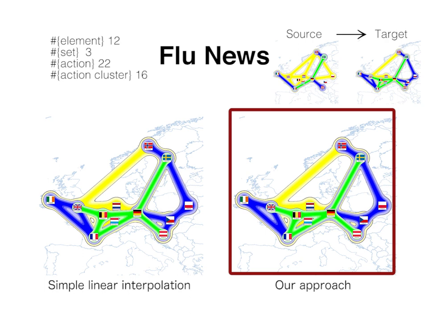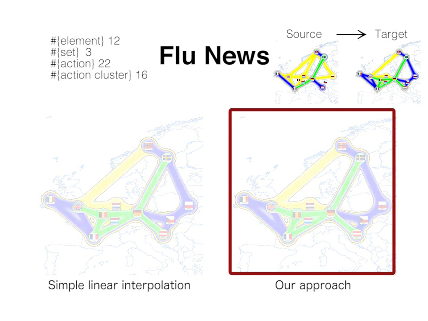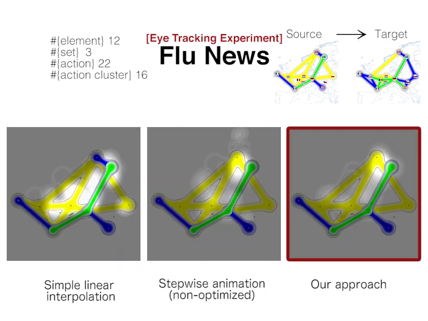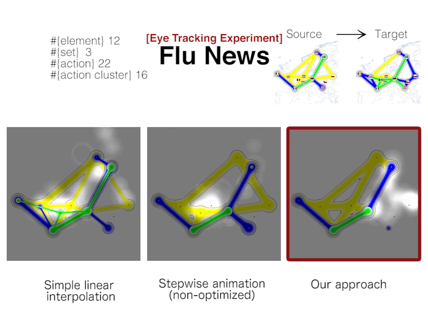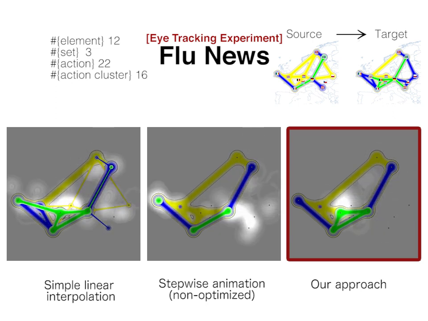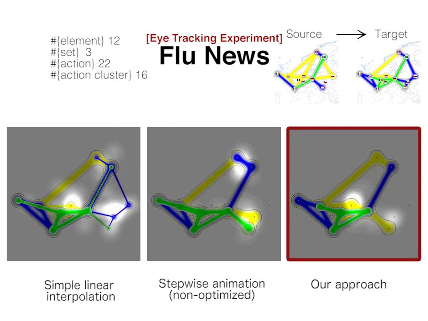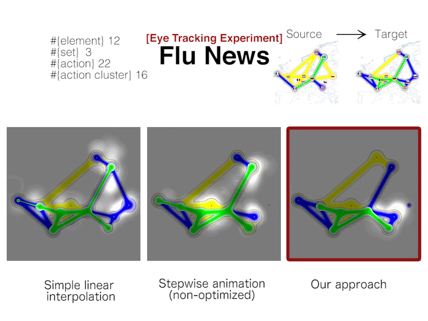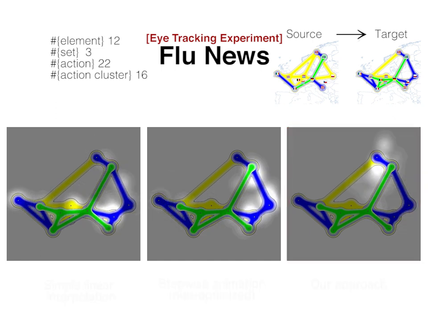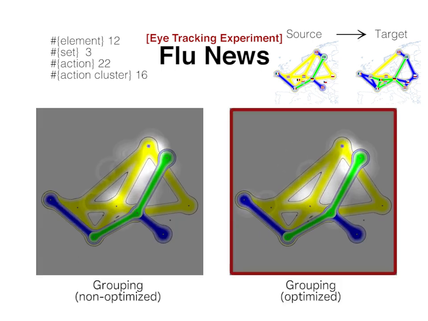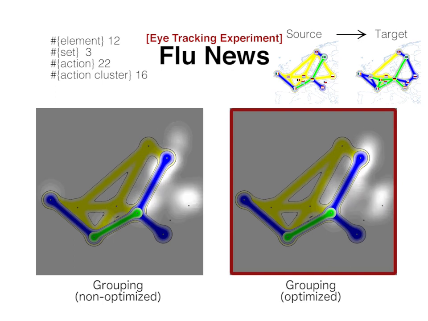We conducted an eye-tracking study to assess the effectiveness of the proposed criteria for our animation design. These animations show the gaze movement heat map extracted from 12 participants with normal vision. Compared to simple interpolation and non-optimized stepwise animation, our result successfully attracts users' attention on each change.